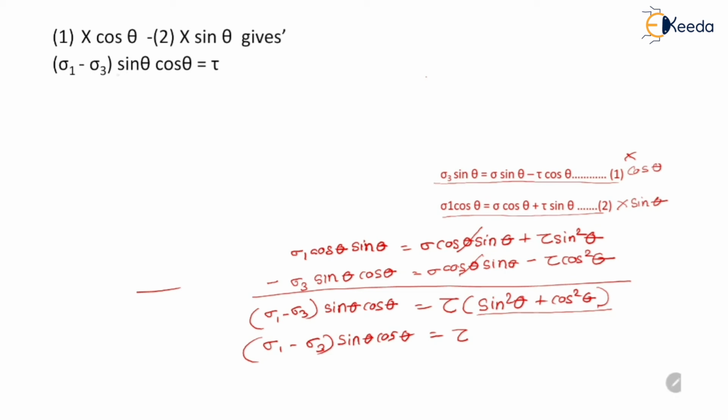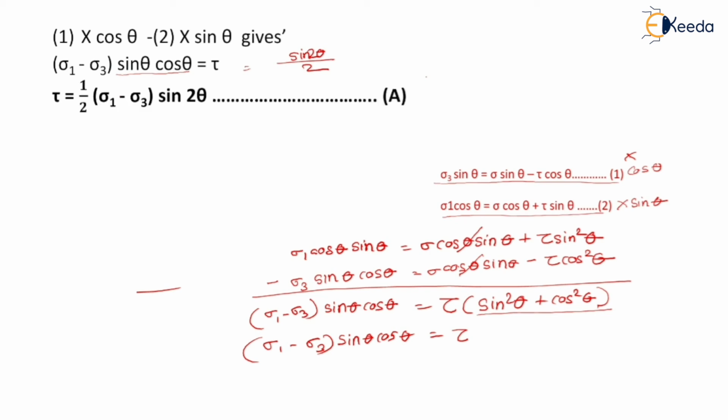We can write sin theta cos theta as sin 2 theta divided by 2. So our equation becomes tau equal to half of sigma 1 minus sigma 3 into sin 2 theta. So this is the equation to determine the shear stress on a plane which is inclined at an angle theta with the principal plane, and sigma 1 and sigma 3 are the principal stresses.